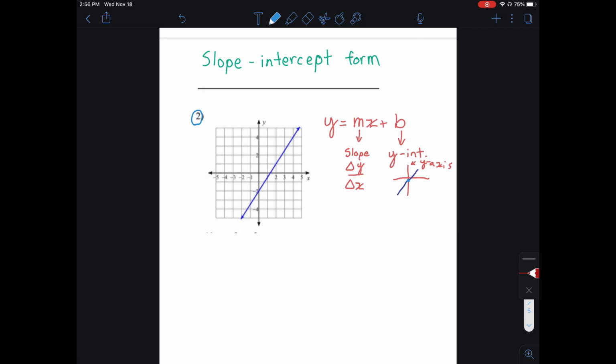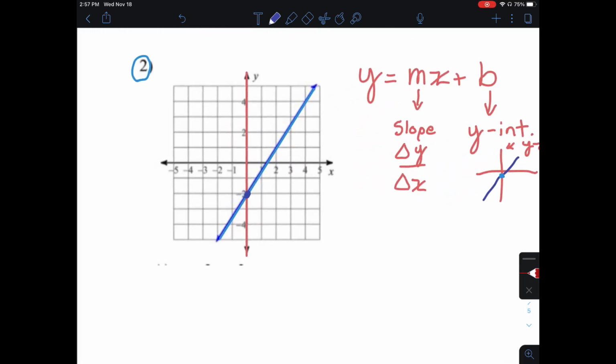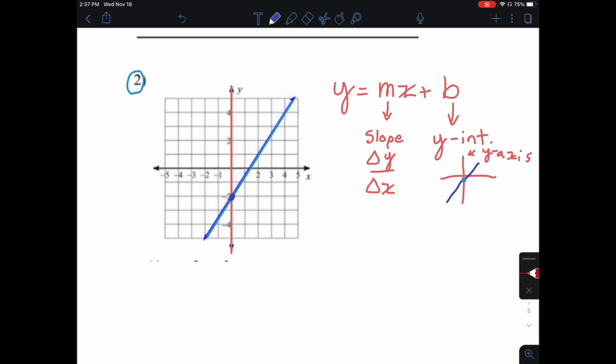Okay, so first let's look at our y-intercept. Let's look at our y-axis. This right here is our y-axis. It says y right here. Does this line pass through the y-axis? Yes, it does. Where? Right at this point. If you can't see that, zoom in. It says -2. So our y-intercept is -2.